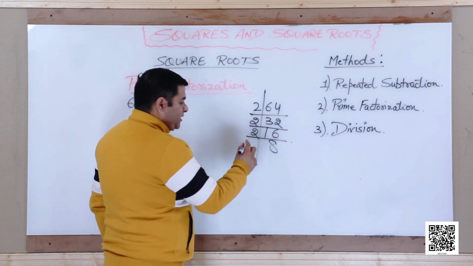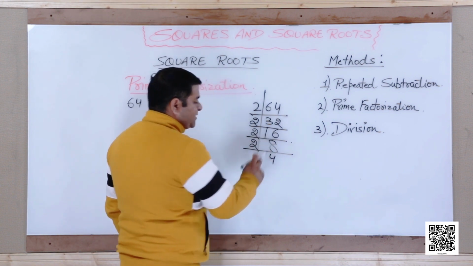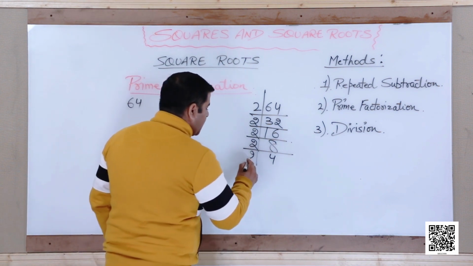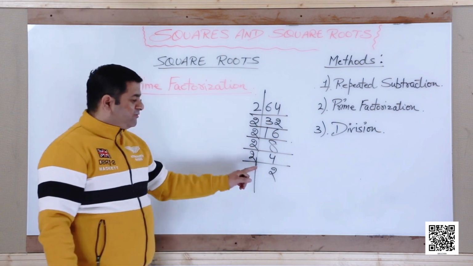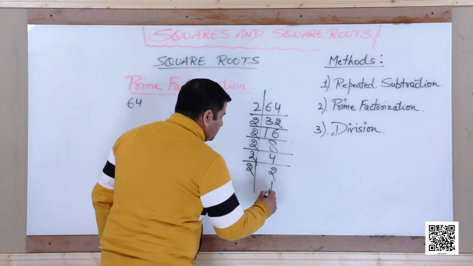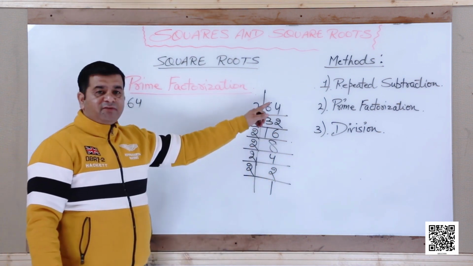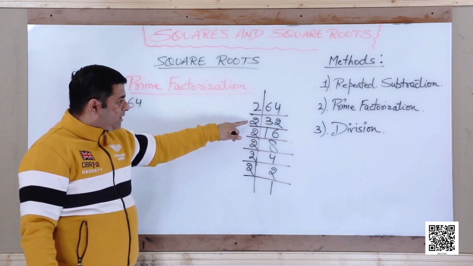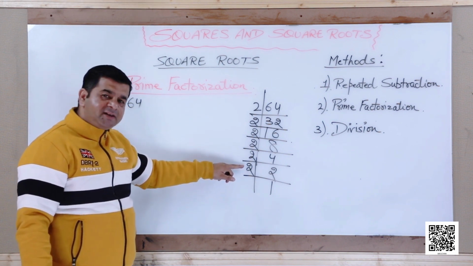8 is again even. So we take 2 again and we get 2 times 4 is 8. Again 4 is even. So 2 times 2 is 4 and we are left with 2 here. So we take 2 one more time and 2 times 1 is 2. So what is the prime factorization of 64? 2 multiplied by 2 multiplied by 2 multiplied by 2 multiplied by 2 multiplied by 2.